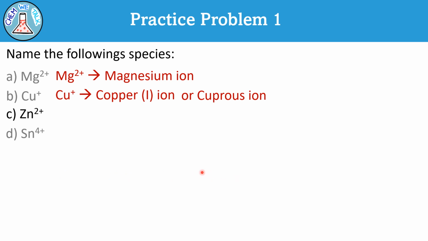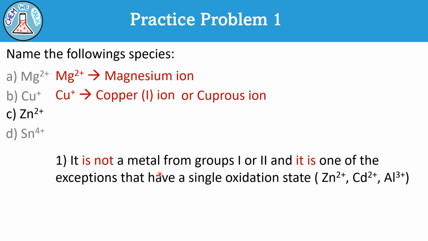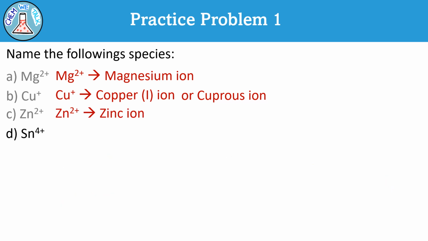All right. So moving on to the next one. We have zinc 2 plus. We know that it's not a metal from group 1 or 2, but it is one of the exceptions that you should memorize. So zinc can only be 2 plus, and the answer would simply be zinc ion.